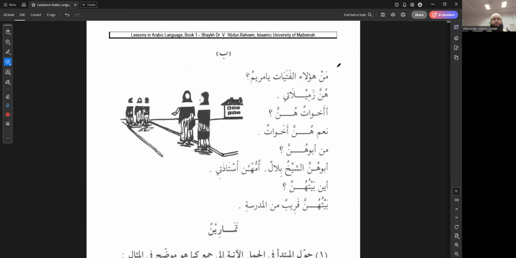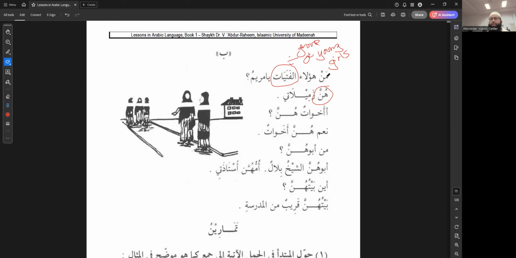This is the feminine version of plurals. Man haula. You still use the same word haula for masculine or feminine. But this is that word that I was talking about earlier. Fatayat. Fatayat is a group of young girls. Group of young girls. Ya Maryam. Who are these young girls? Oh, Maryam.